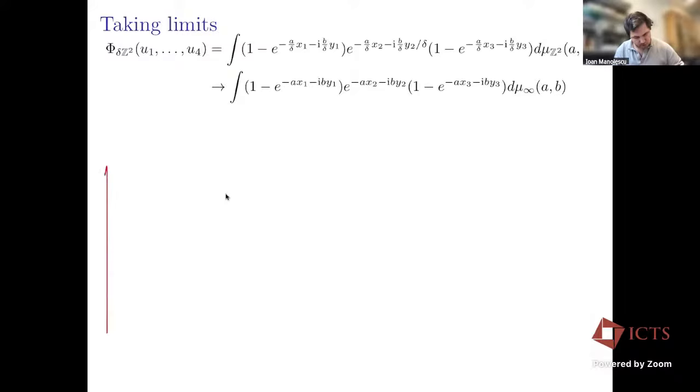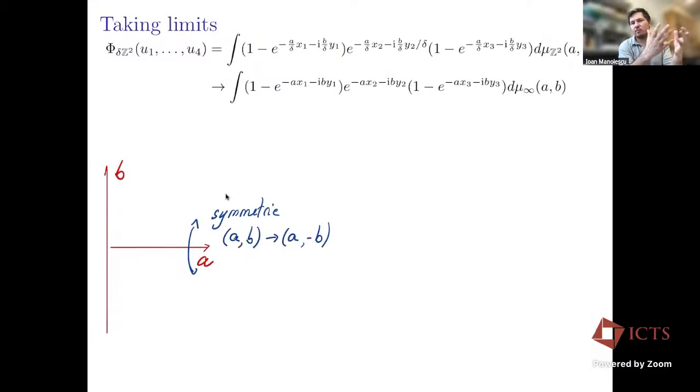All of these measures are supported on R times R plus times R. So they're supported on this part. They're symmetric under vertical reflection, meaning under the transformation (A, B) goes to (A, minus B). This is because whatever happens in B is invariant under complex conjugation. So anything above the horizontal is the same reflected below the horizontal.